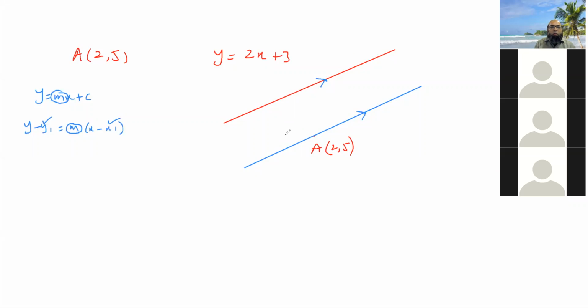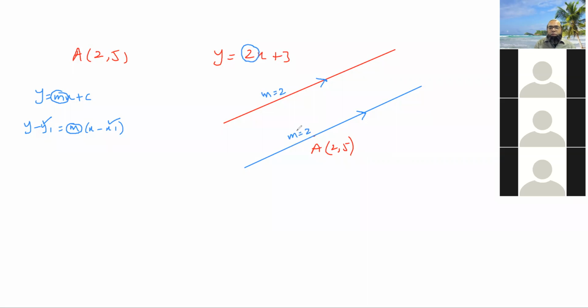Minus 3 by 2. The gradient is? 2 minus 2. Is it parallel, beta? So if this line's gradient is 2, look at this, it is written in the form y equal to mx plus c. So the gradient of this line should also be 2.